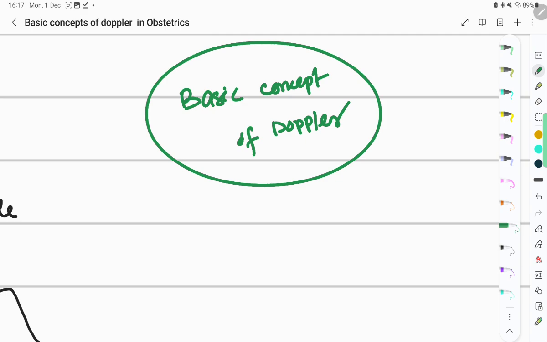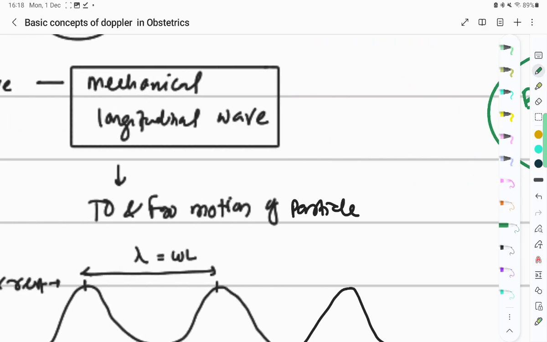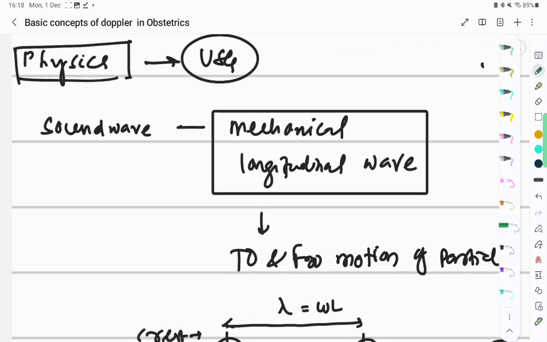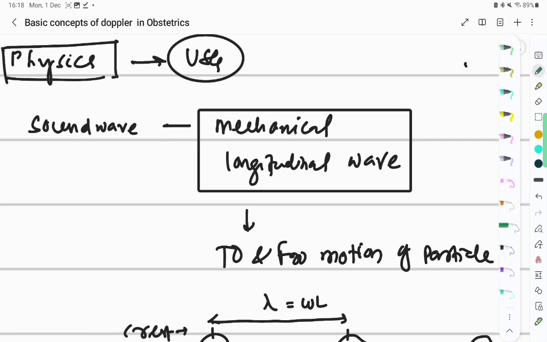So we will discuss the basic concept of Doppler. Before going to Doppler, some concepts about the physics of ultrasound. Ultrasound is basically a sound wave, that is, a mechanical longitudinal wave.